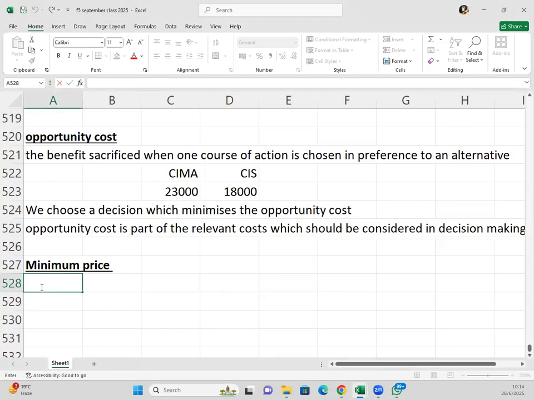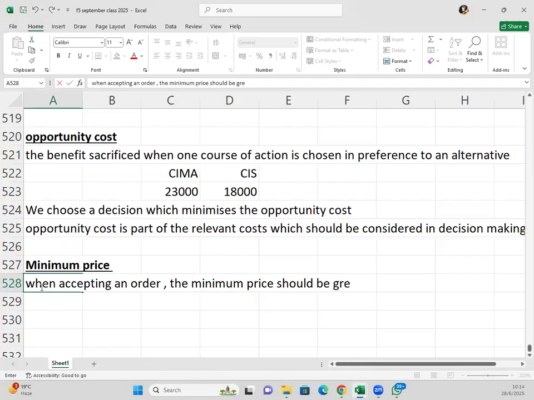So let's have that statement down. When accepting an order, the minimum price should be greater than the relevant cost. Why? Because remember, the relevant costs are the costs for the decision. So if you accept a price lower than the relevant cost, you're making a loss. In order to ensure a profit, remember, the selling price minus the costs gives you your profit.